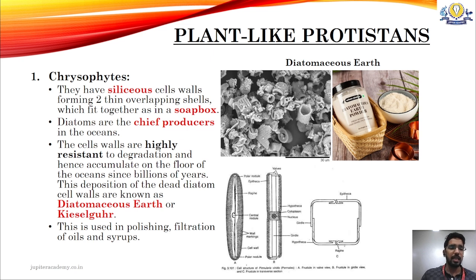The cell walls are highly resistant to degradation and hence have accumulated on the floor of the ocean for billions of years, meaning since they are made up of silica, they do not degrade very easily. When a diatom dies, the two cell walls just break open and settle down at the bottom of the ocean as sand. Such deposits of dead diatom cell walls are called diatomaceous earth, earth referring to sand. Diatomaceous earth is also known as kieselguhr. Kieselguhr is an important term which comes up in NEET repeatedly.